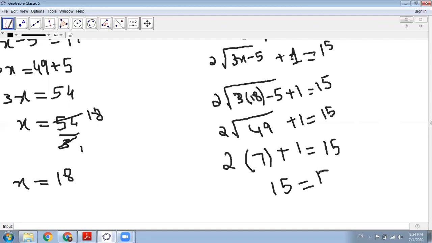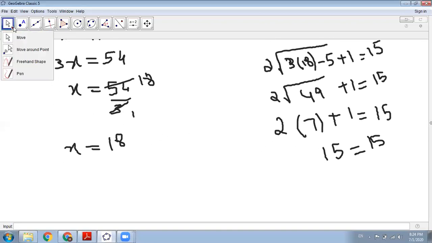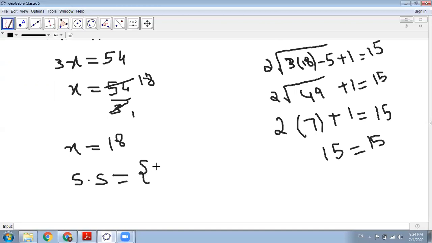It means that the value of x is correct, and we can write the solution set like this. When we check our solution, we can write the value of x in the solution set like this. Solution set: 18. If it is not justified, like 15 equals 15, we can't write the value of x in that solution set. It means that the root is an extraneous root. If both sides of this question are not equal, then we can't place the value of x in a solution set.